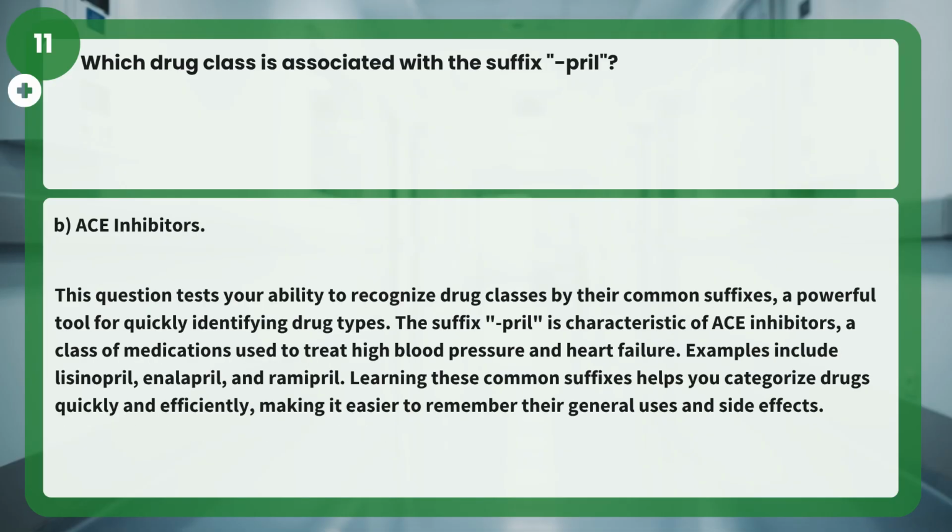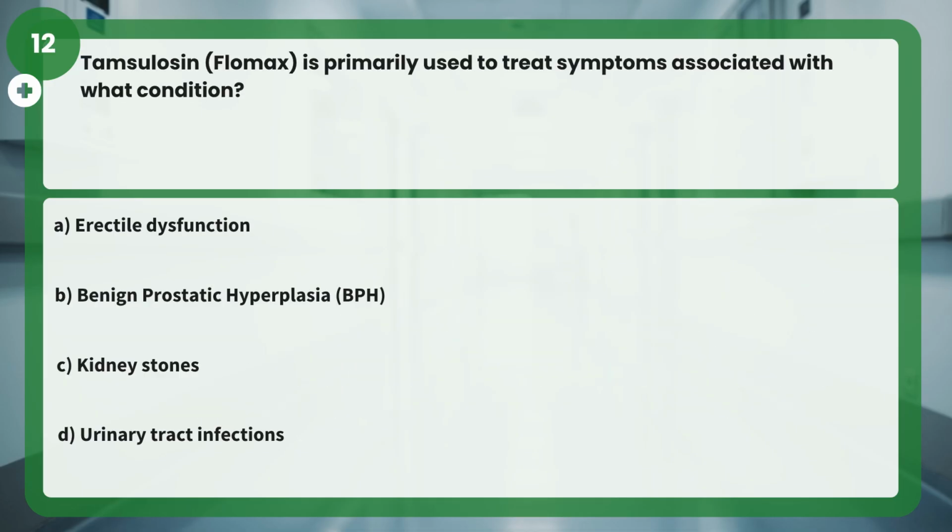Answer B. ACE inhibitors. This question tests your ability to recognize drug classes by their common suffixes, a powerful tool for quickly identifying drug types. The suffix pril is characteristic of ACE inhibitors, a class of medications used to treat high blood pressure and heart failure. Examples include lisinopril, enalapril, and ramipril. Learning these common suffixes helps you categorize drugs quickly and efficiently, making it easier to remember their general uses and side effects. Question 12. Tamsulosin, Flomax, is primarily used to treat symptoms associated with what condition?